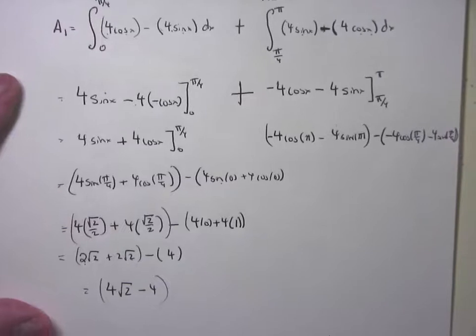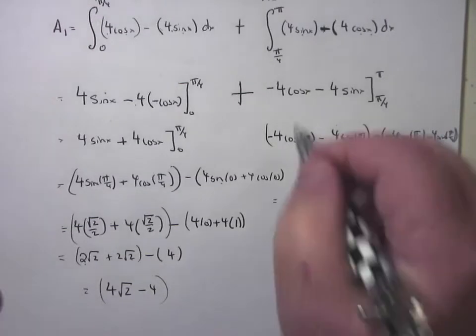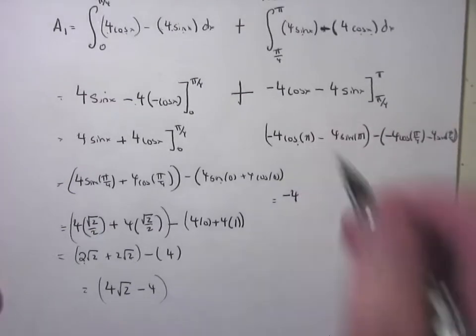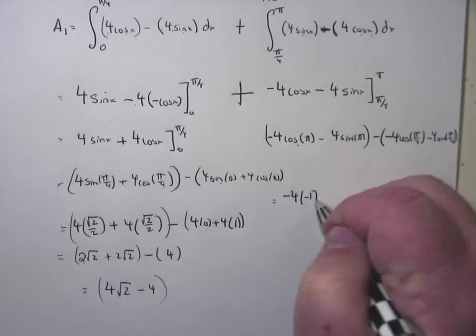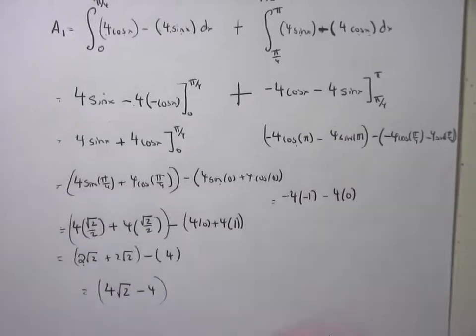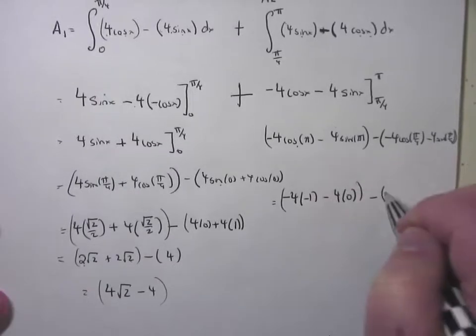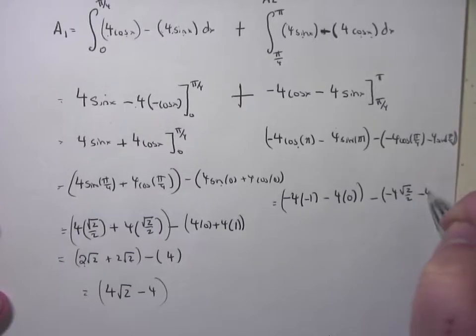Squeezed it in there. So this would be equal to negative 4 times, what's the cosine of pi? Pi is 180 degrees over there on the left side of your unit circle, and the cosine of that would be negative 1. Minus 4 times the sine of pi, which is on the x-axis, so y is 0. Minus negative 4 cosine of pi/4, which is square root of 2 over 2. Minus 4 sine of pi/4 is also square root of 2 over 2.